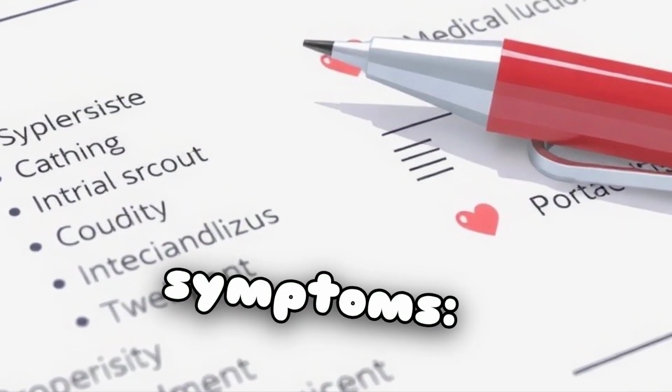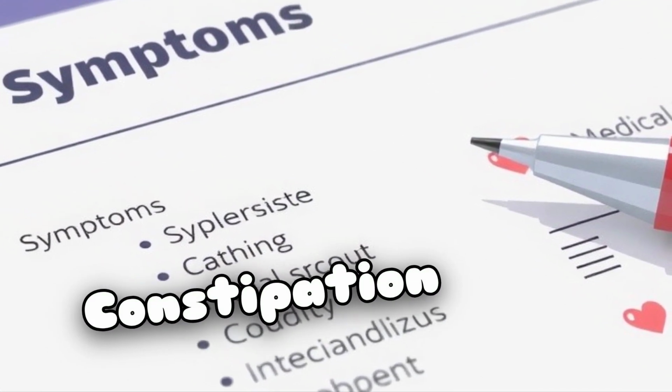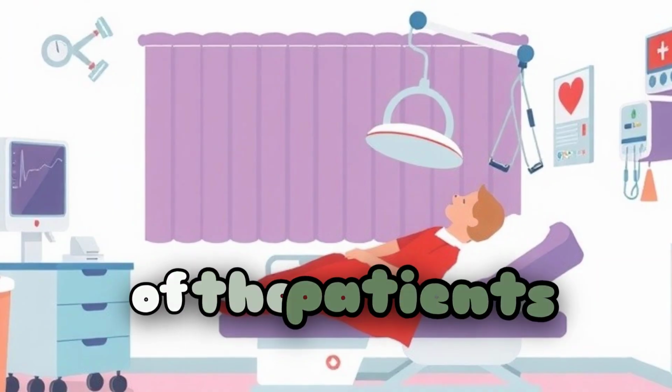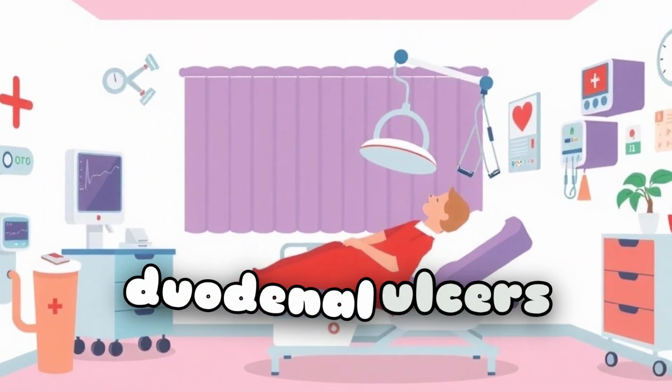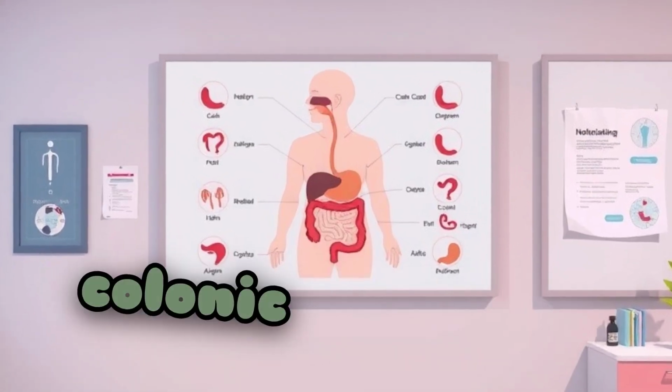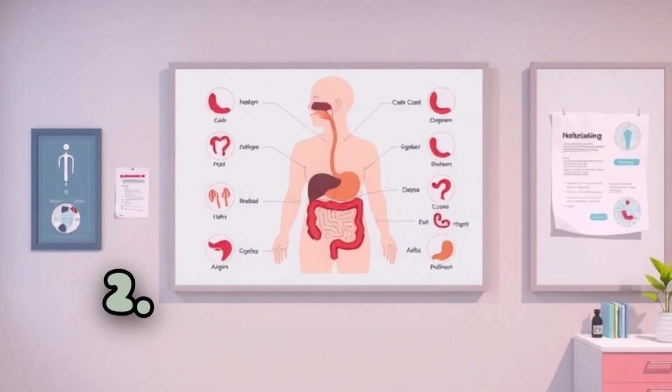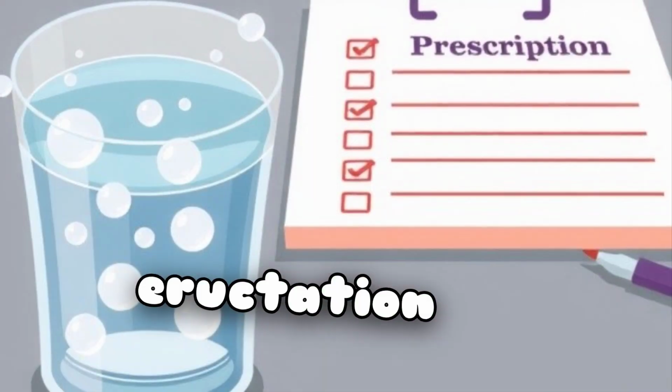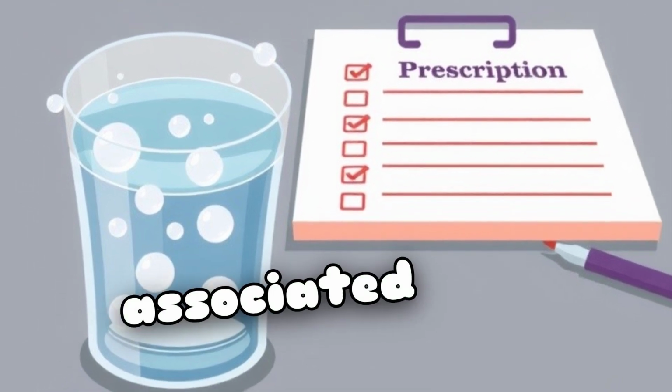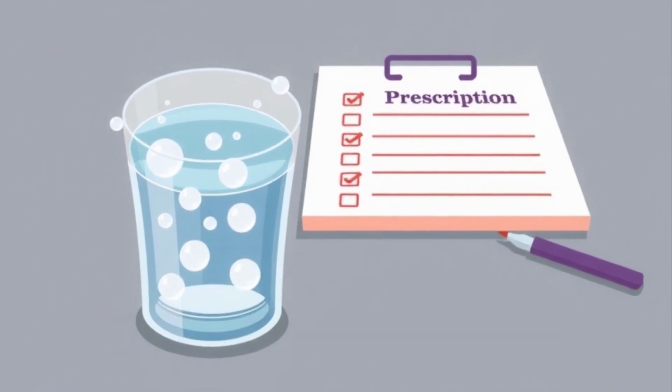Less common symptoms. 1. Constipation, and 5% of the patients with chronic duodenal ulcers have predominantly colonic symptoms. 2. Heartburn and eructation are also commonly associated with ulcer activity.